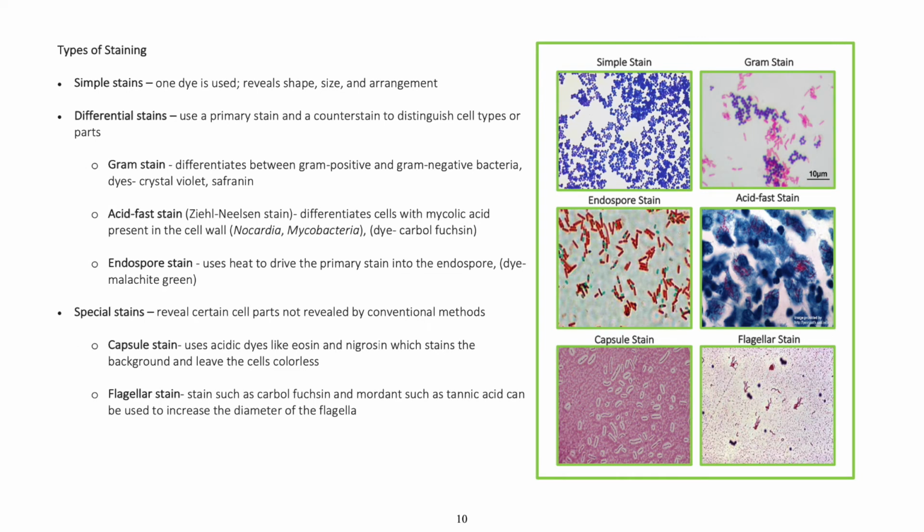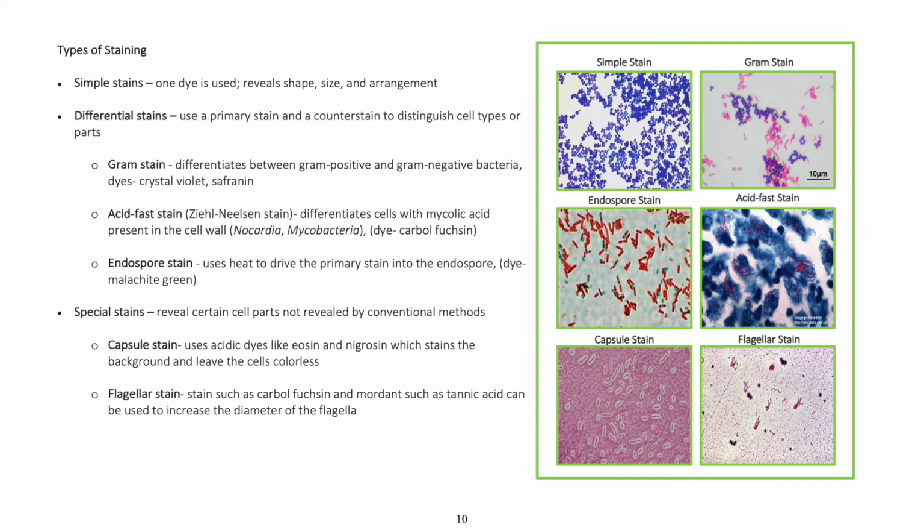Types of staining. Simple stains: one dye is used, and it reveals shape, size, and arrangement. Differential stains use a primary stain and a counterstain to distinguish cell types or parts. Gram stain differentiates between gram-positive and gram-negative bacteria.